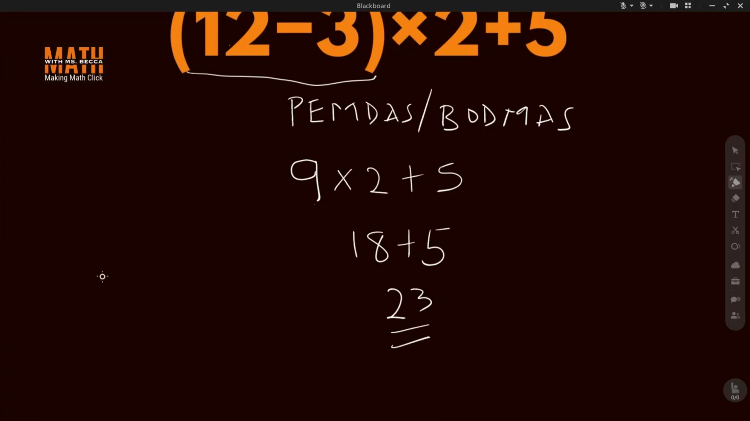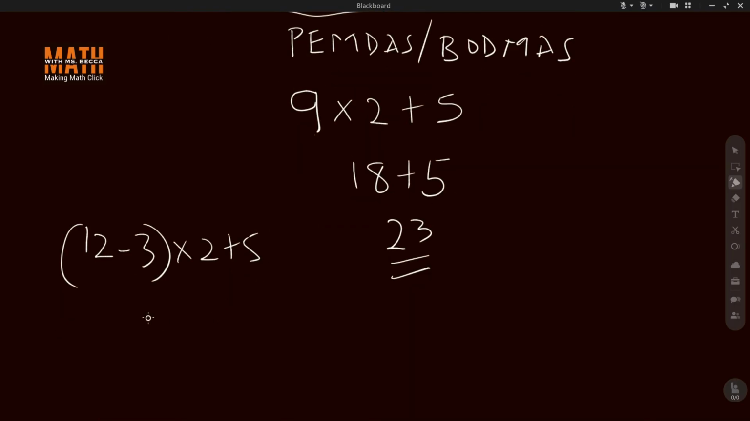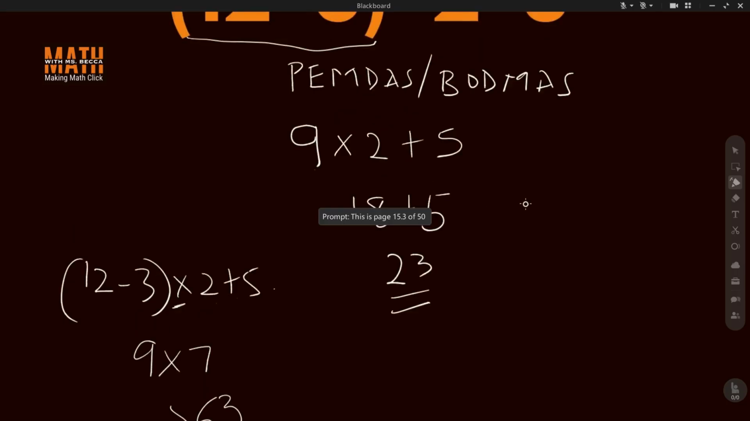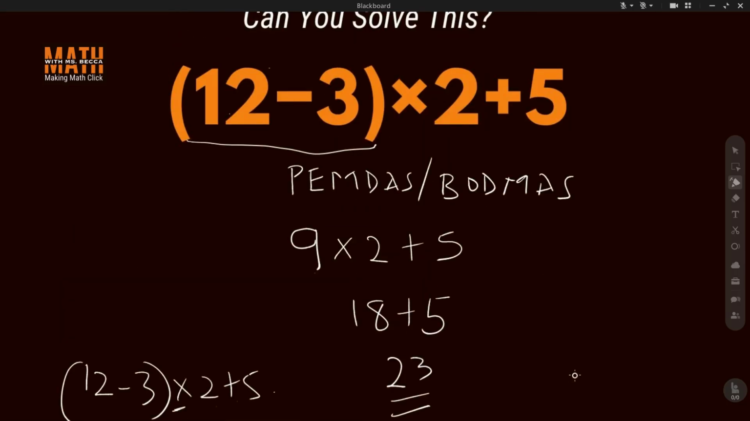Do not make the mistake of solving it this way. 12 minus 3 times 2 plus 5. If you say 12 minus 3 is 9 and you now say 9 times 2 plus 5 is 7, this way you will be getting a wrong answer, because 9 times 7 will give 63 and you did not use the order of operation. By using the order of operation, you have to multiply before you add. So this method here is the right way to solve it.